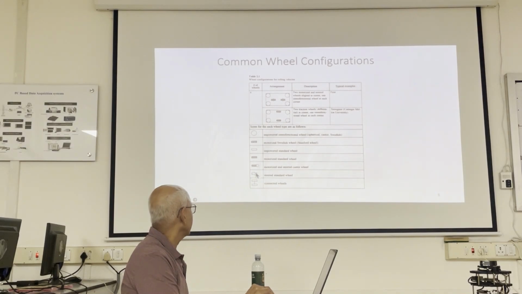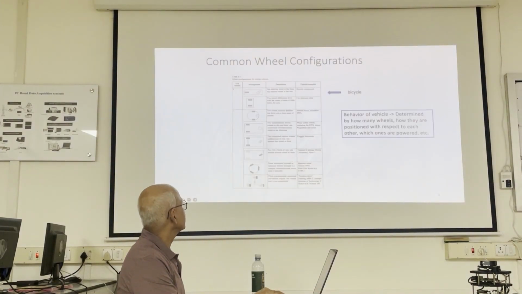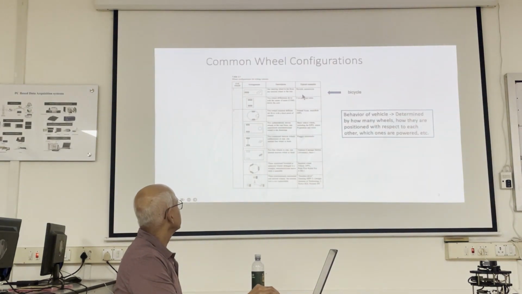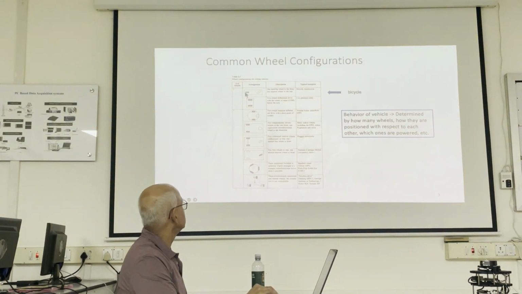You see those 2 things sticking out? It's a steered standard wheel. And so on. You get the idea? You would be surprised how many different architectures can be created. So that's the first page. So this is a bicycle. Agreed? Driven back wheel and a steerable front wheel.